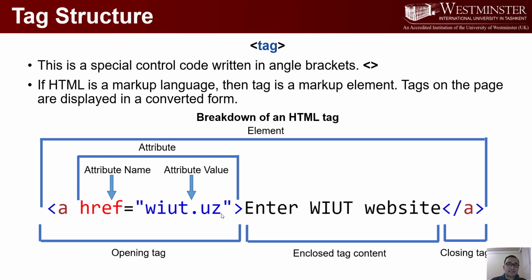Besides the attribute, let's see the opening and closing tag of A. The difference between the opening and closing tag can be seen in the slash. So the anchor tag is opened with an opening angle bracket. After I write A, I can include an attribute, and after that I include content inside this A tag. After the content is finished, I close this tag by adding a slash before A. So this is the overall breakdown of an HTML tag.